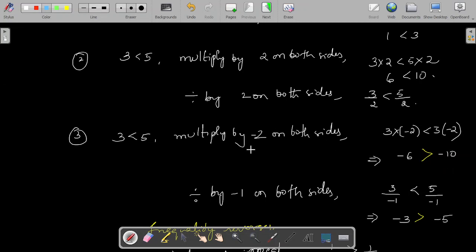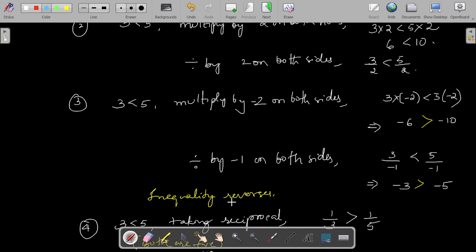So whenever you multiply by a negative constant on both sides, the inequality reverses. If it is less than, it becomes greater than; less than or equal to becomes greater than or equal to. So that way it changes. If you divide by the same negative constant on both sides of the inequality, in that case also it reverses. You can see here, 3 by minus 1 less than 5 by minus 1, then the inequality should reverse after dividing by minus 1. So the inequality reverses.